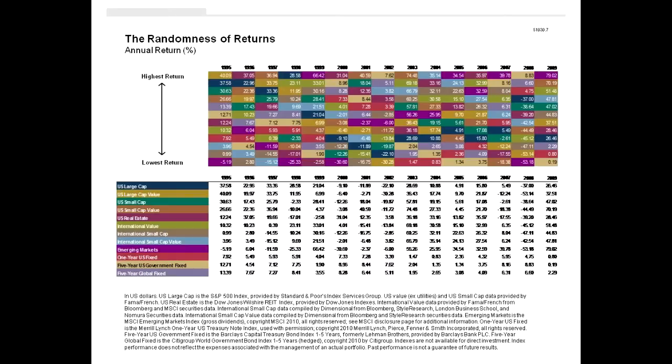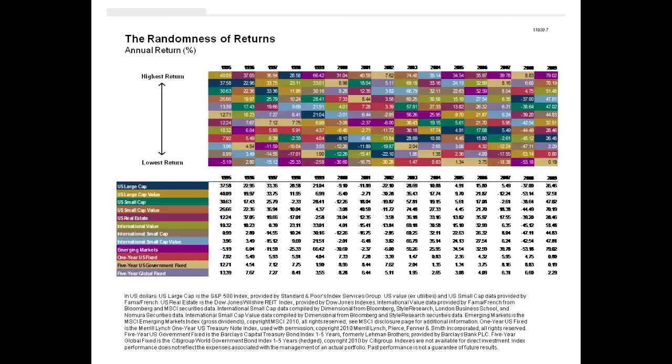Okay, let's take a look at the large graph at the top of the page. You'll notice that there are many colored boxes in this graph. Each box represents a different asset class, and each column represents a different year. The first year on the left is 1995. The last year on the right is 2009. Each of the colored boxes represents an asset class that is listed to the left in the smaller box.